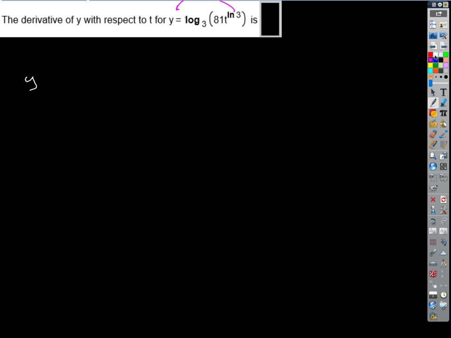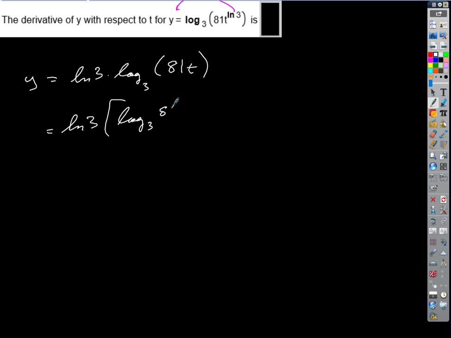All right, so we end up with natural log of 3 times the base 3 log of 81t. Anything else? Kurt, see another property? Could you separate 81? Yeah, we've got a log of a product, we make that a sum of the logs. So next step, we've got natural log 3 times the quantity, base 3 log of 81 plus the base 3 log of t.